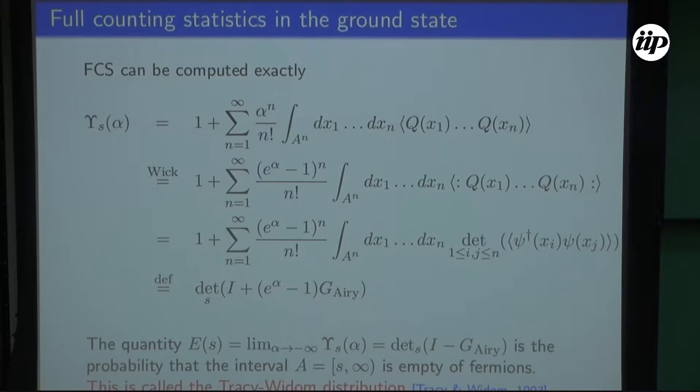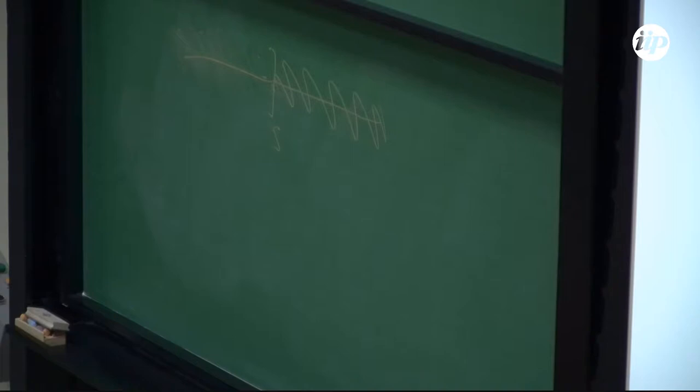This is the emptiness formation probability. Really, I have a bunch of fermions on the real line, and I ask, sorry, I think it's the other way around: what's the probability that there are no fermions in this interval? I get an exact formula, and this exact formula has a name in the random matrix theory context, called the Tracy-Widom distribution.